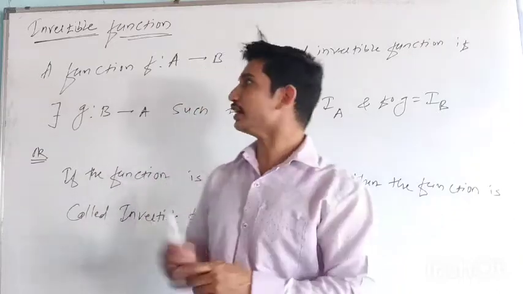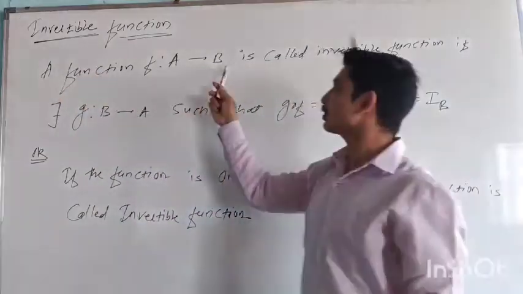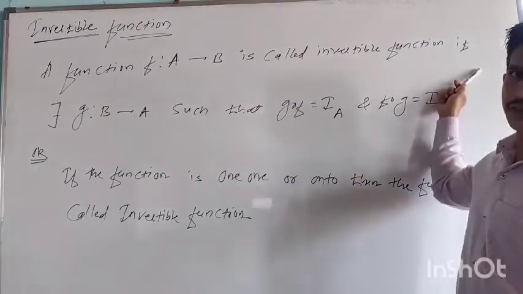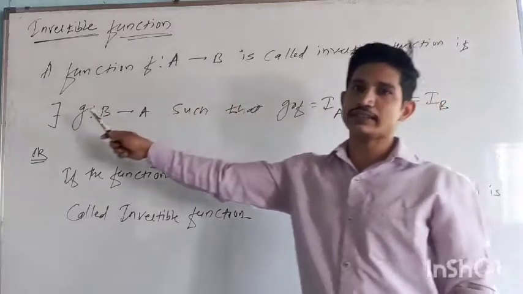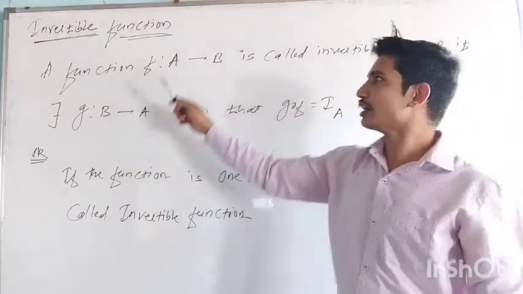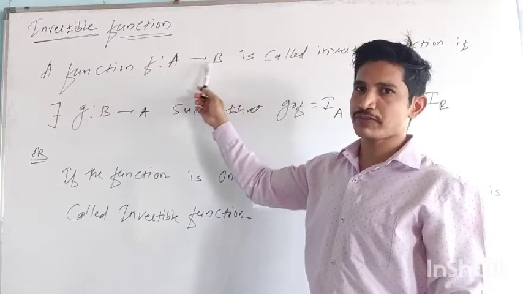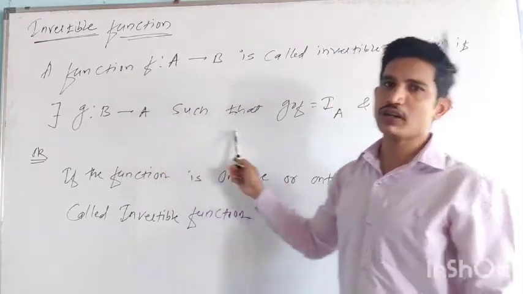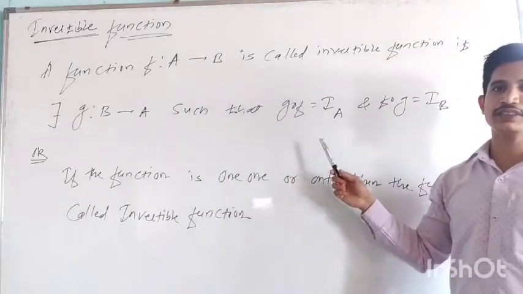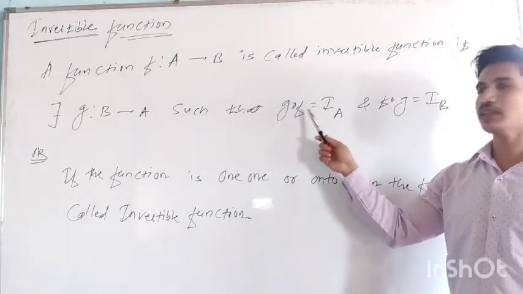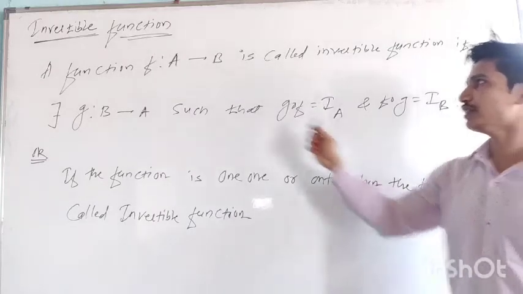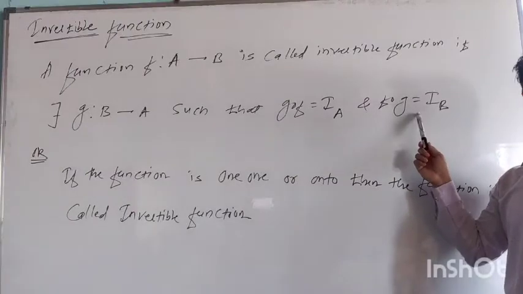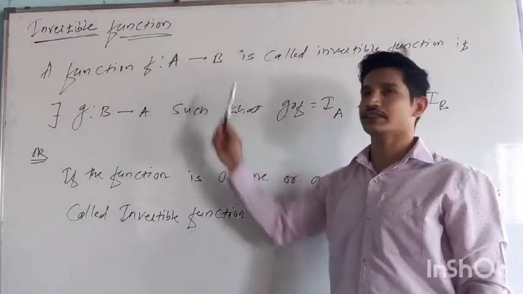See here once again, a function f from A to B is called an invertible function if there exists g from B to A, which is its inverse function, such that g composition f is the identity of the first set, and f composition g is the identity of the second set.